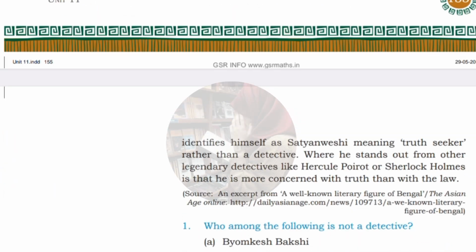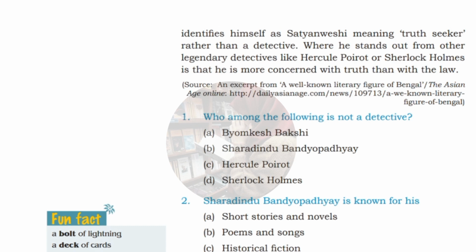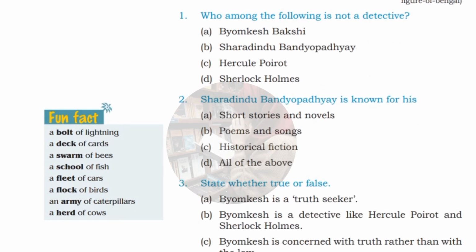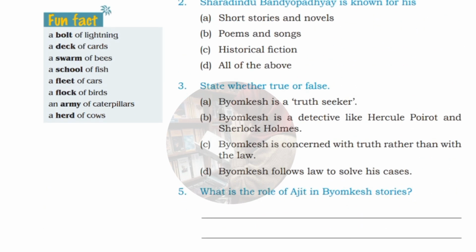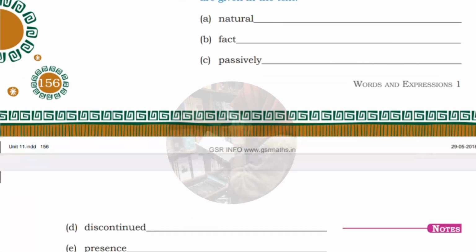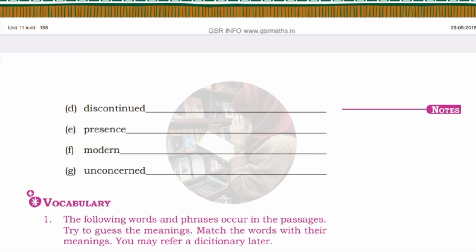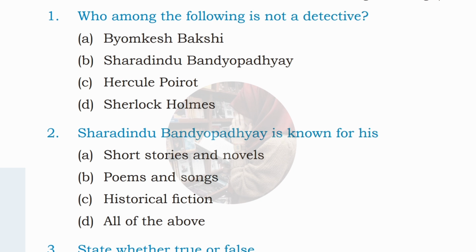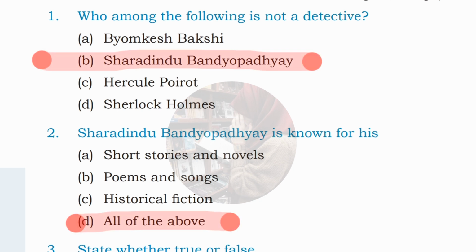Okay, so you have to read this passage entirely carefully once or twice and understand it. Then only you will be able to answer the given questions. Okay guys, these are the questions we need to answer. Let's see the answer. So the first question is, who among the following is not a detective? Answer is B. Sharadindu Bandyopadhyay.